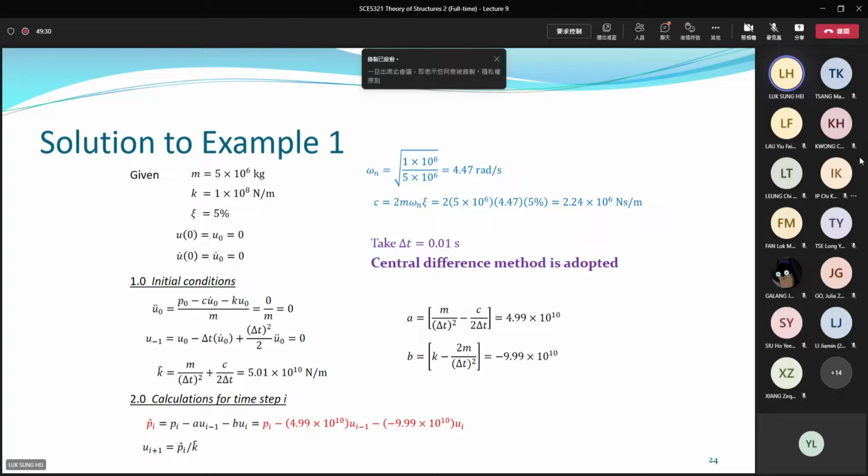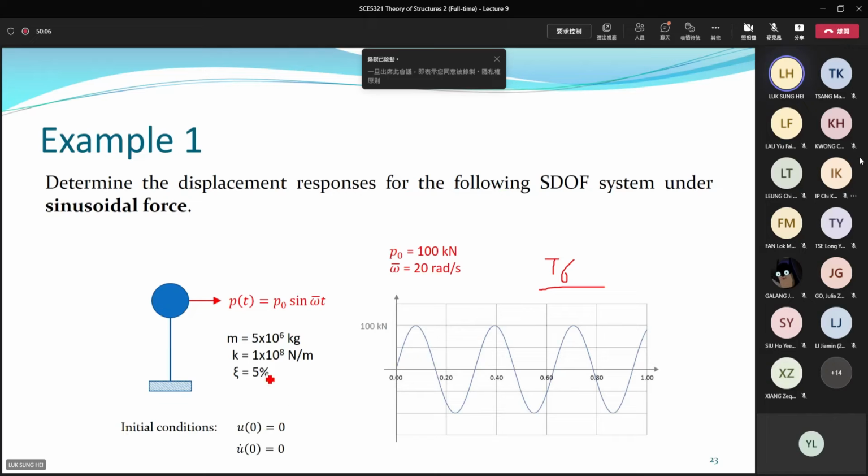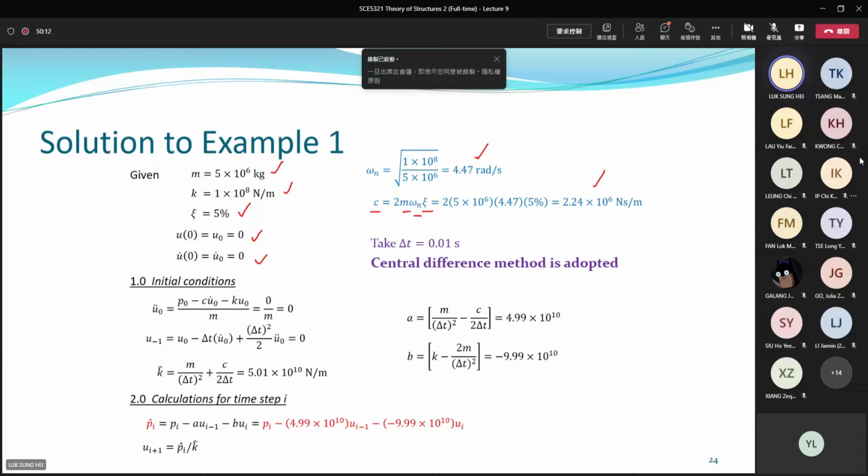Before implementing the program into Excel or the other programming languages, you may firstly calculate some initial parameters. In these structures, we know mass, we know stiffness, we know damping ratio, we know initial displacement, we know initial velocity. Based on mass and stiffness, you can calculate natural frequency, omega. And based on mass, frequency, damping ratio, you can calculate damping coefficient, C. In the picture, I did not give you C, but you can calculate C yourself based on damping ratio and natural frequency and the mass.